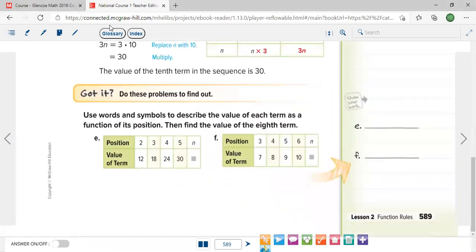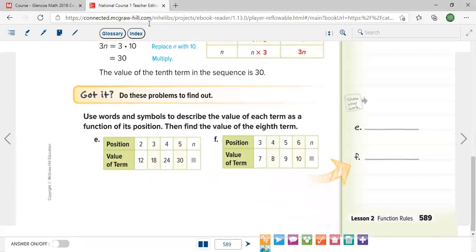Now let's solve some problems based on this idea. How can we relate between the position and the value? Use words and symbols to describe the value of each term as a function of its position, then find the value of the 8th term.